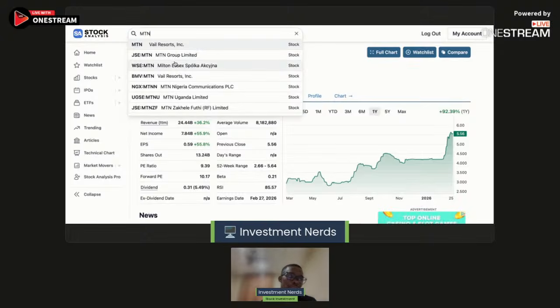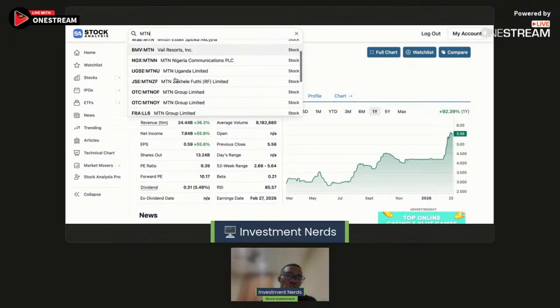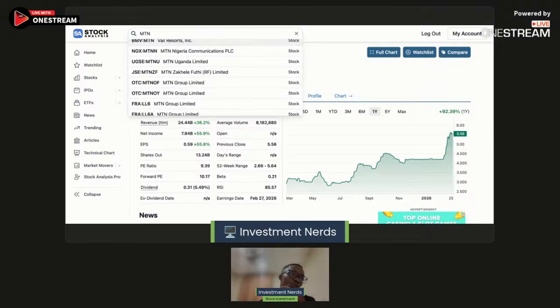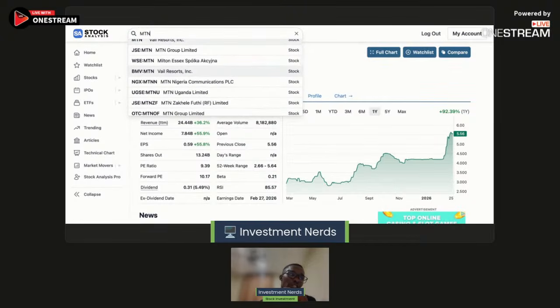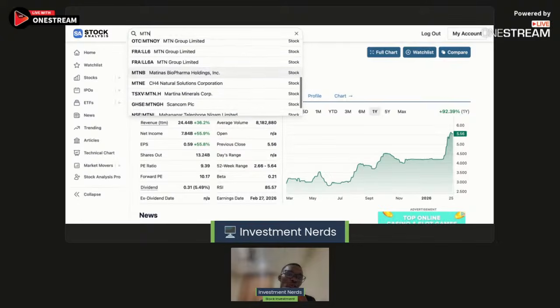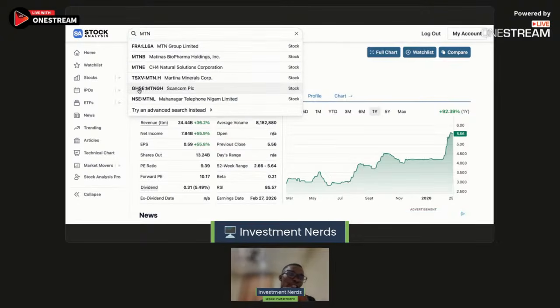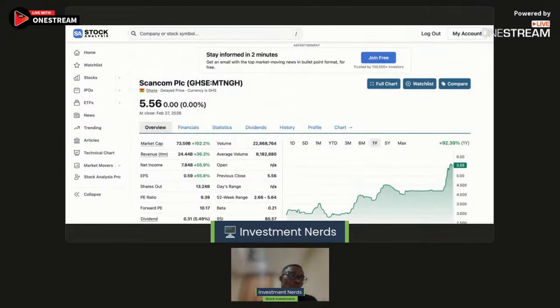Then you have to know the stock exchange where you want to find the stock. The stock exchange is the Ghana Stock Exchange, which is GHSE. So you look for it on the Ghana Stock Exchange, find that particular thing on the GSE, and select that stock. This is how you find the stock you are looking for and study basic information about it.